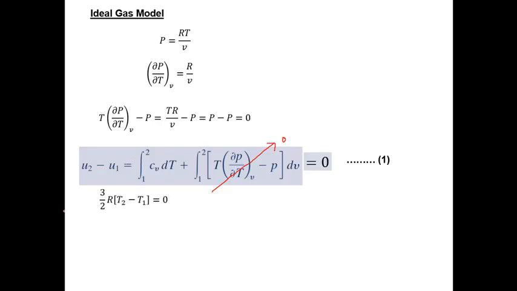That means the change for the ideal gas is a function of temperature only. So if we put those values, 3 by 2 R (T2 minus T1) is equal to 0. That means there is no change of temperature. Delta T is equal to 0. So T1 is equal to T2.